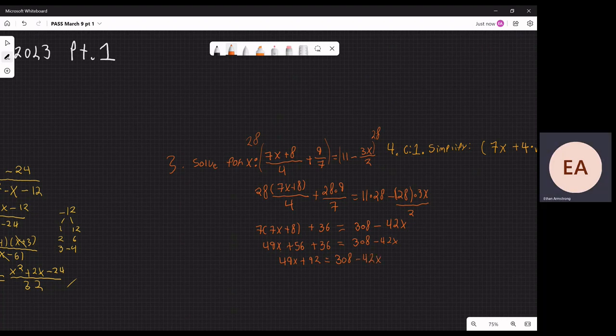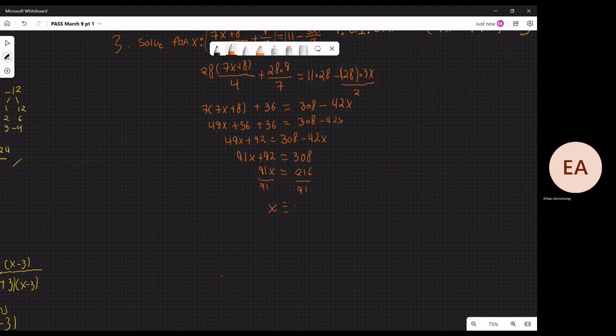Now I'm just going to add over the 42x to the other side. So we have 91x plus 92 equals 308. And now we'll subtract 92. So 91x equals 308 minus 92. Then divide both sides by 91. 2.374.